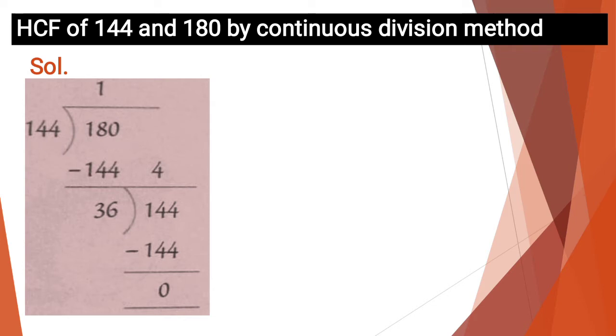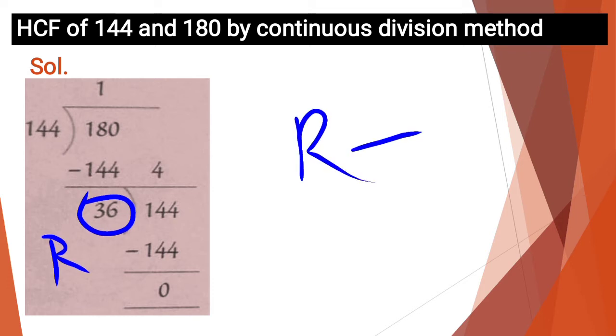144 ones are 144, and 144 twos would be 288. So 288 is definitely more than 180. It means that 1 is the correct number. So 144 ones are 144, that is why 1 here. Now we subtract 144 from 180. When we subtract these two numbers, we get 36. Now 36 is the remainder. So now this remainder will divide the divisor.